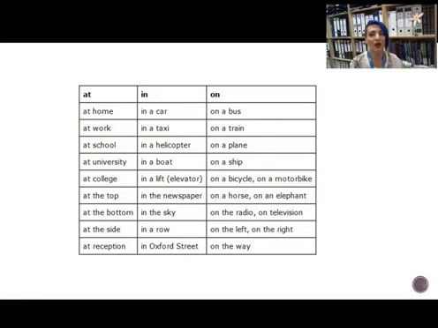So we are at home, at work, at school, at university, right? In a car, in a taxi, in a helicopter. So careful with that. On a bus, on a train, on a plane, on a ship. These are very commonly used words that sometimes we confuse.